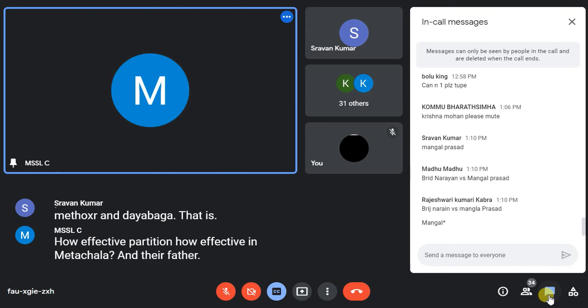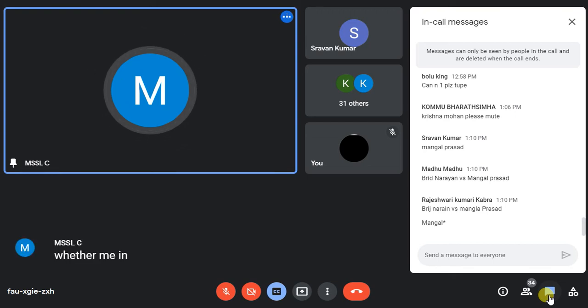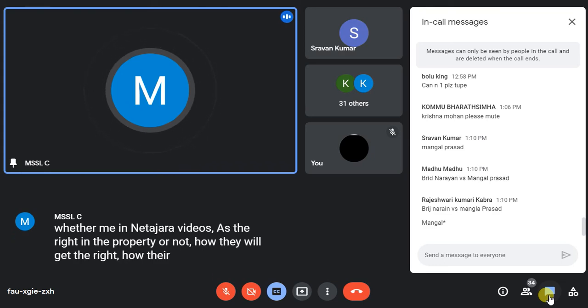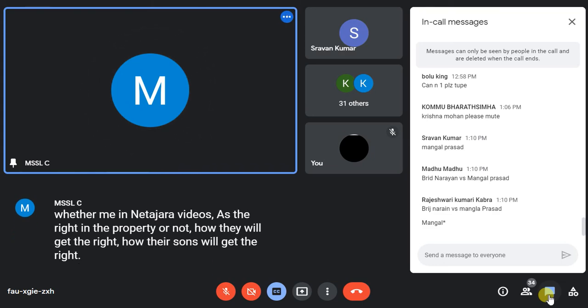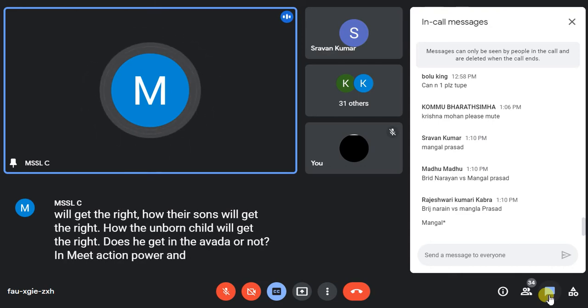Whether in Mitakshara widows have the right in the property or not, how they will get the right, how their sons will get the right, how the unborn child will get the right, and does he get it in Dayabhaga or not. In Mitakshara, how is an unborn child dealt with?